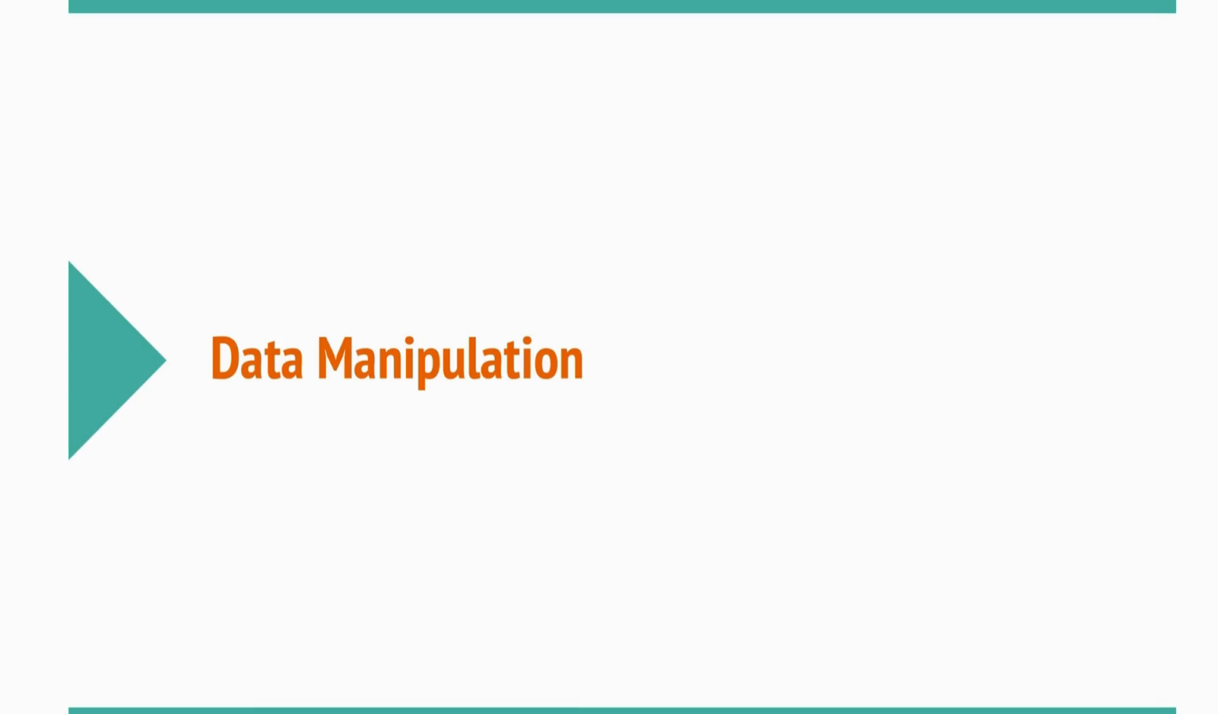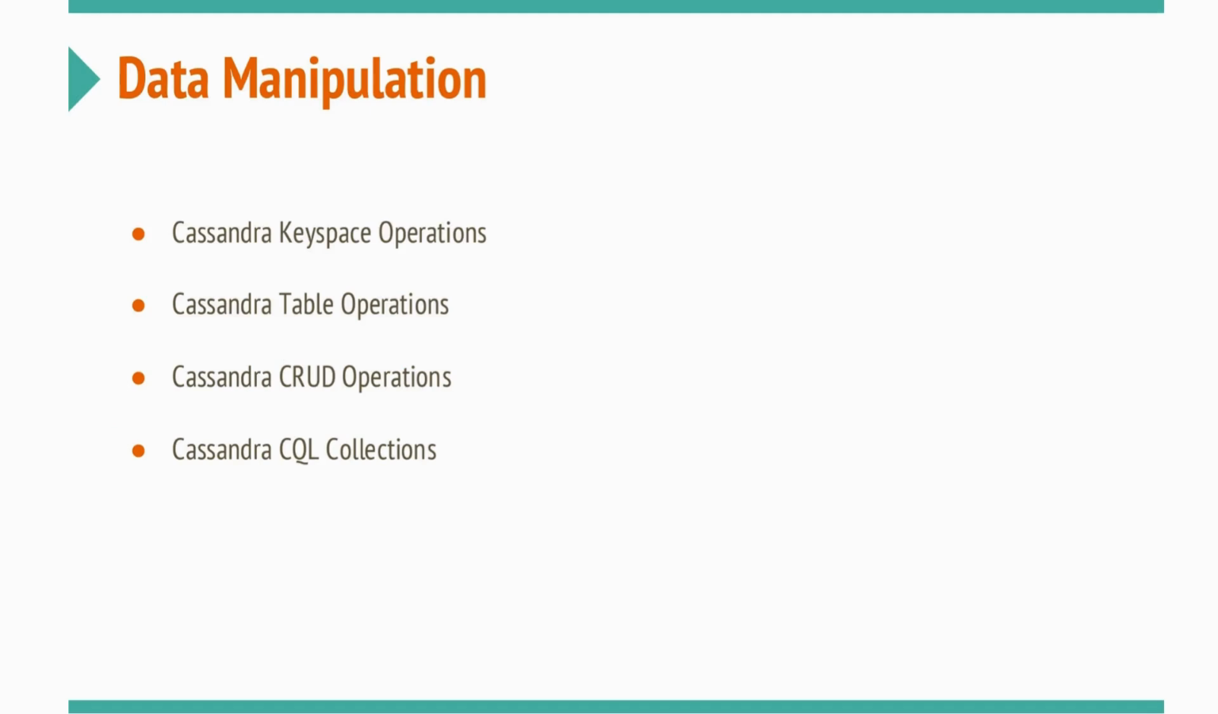Now that we know how to model our data, let's look at the actual commands for manipulating data in Cassandra using CQL, the Cassandra query language. We'll cover 4 main areas. First, operations on keyspaces. Second, operations on tables or column families. Third, the basic CRUD, create, read, update, and delete operations. And finally, we'll look at Cassandra's powerful collection types.